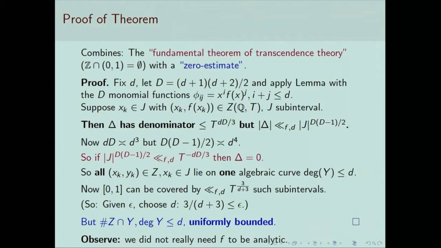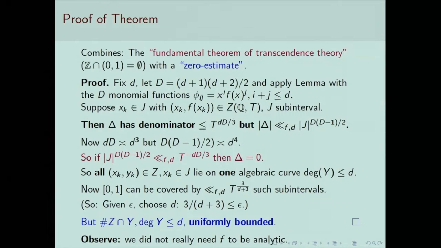And the crucial thing is that the growth in the height is roughly d cubed, but the physical size is getting small at the order d to the fourth. And that means that, so this is the calculation written out there, if the size of that interval raised to the D(D−1)/2 is less than t to the dD/3 with suitable constants, then the determinant is 0. That's the no integers between 0 and 1.